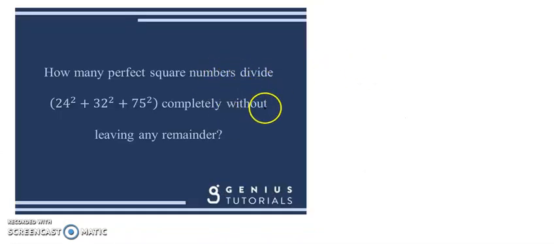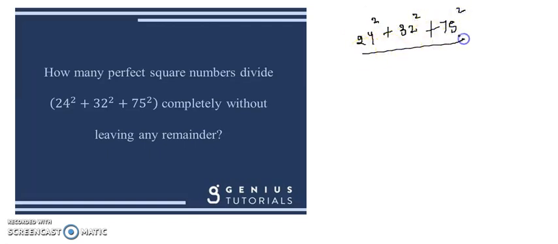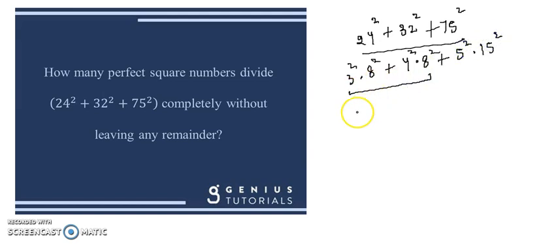In this question it is asked how many perfect square numbers divide the quantity 24 square plus 32 square plus 75 square completely without leaving any remainder. That means we have to find how many perfect squares divide it. Now 24 square can be written as 3 square into 8 square, 32 square can be written as 4 square into 8 square, and 75 square can be written as 5 square into 15 square. If I take 8 square common out of the first two terms, we will be left with 3 square plus 4 square, and we know that is a Pythagorean triplet, so this will be 5 square.